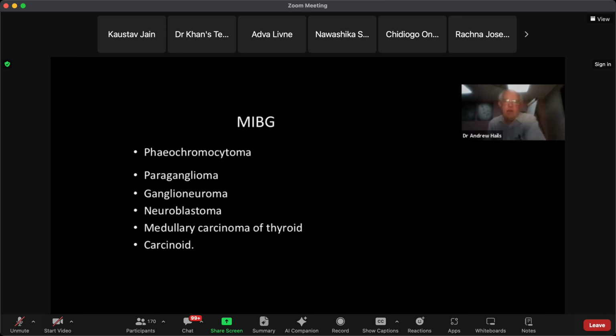So those are the things that MIBG is taken up in. Quite an overlap with the octreotide things, but this would be more often used for pheos than would an octreotide.